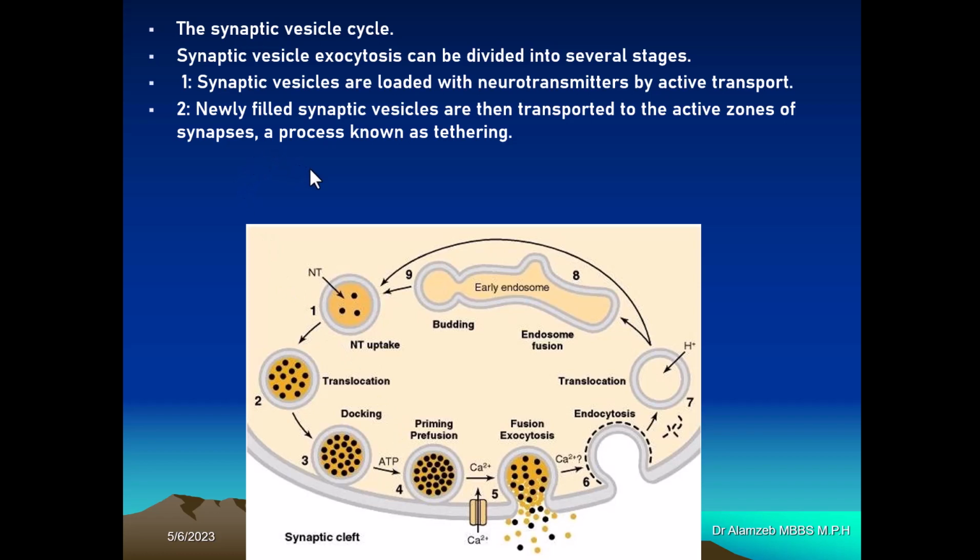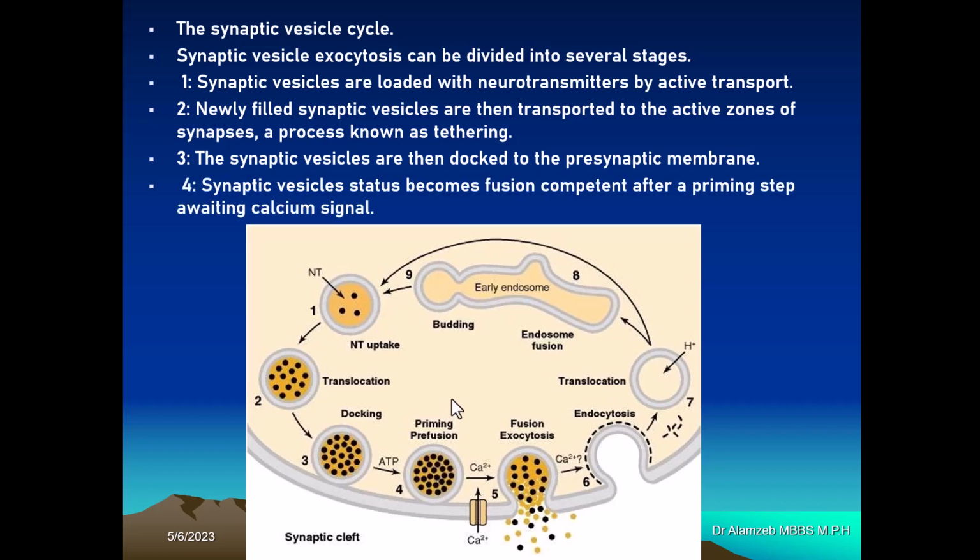Newly filled synaptic vesicles are then transported to the active zone of the synapse, a process known as tethering. They are tied with a protein, and these proteins pull these vesicles to the active zone. The synaptic vesicles are then docked to the presynaptic membrane. They are then placed, or docked, or loaded on the synaptic membrane.